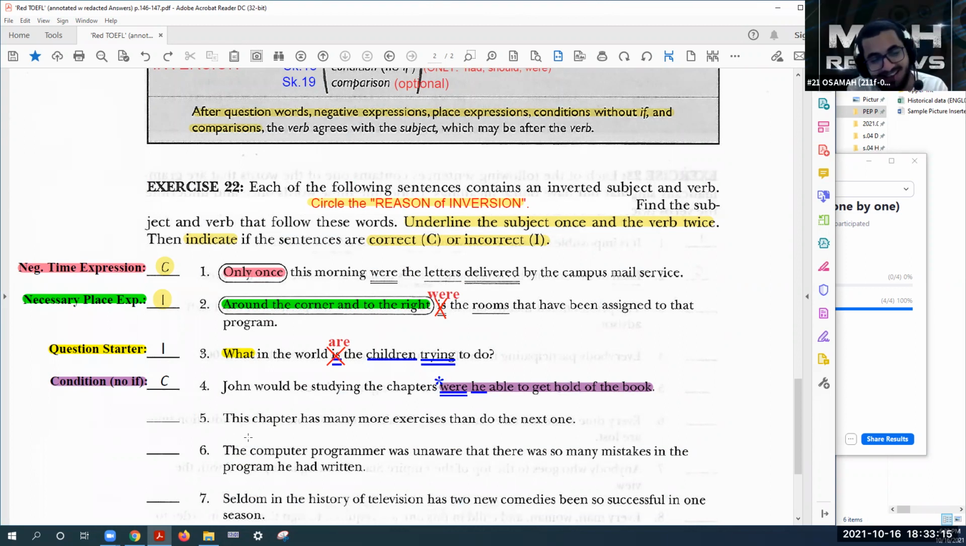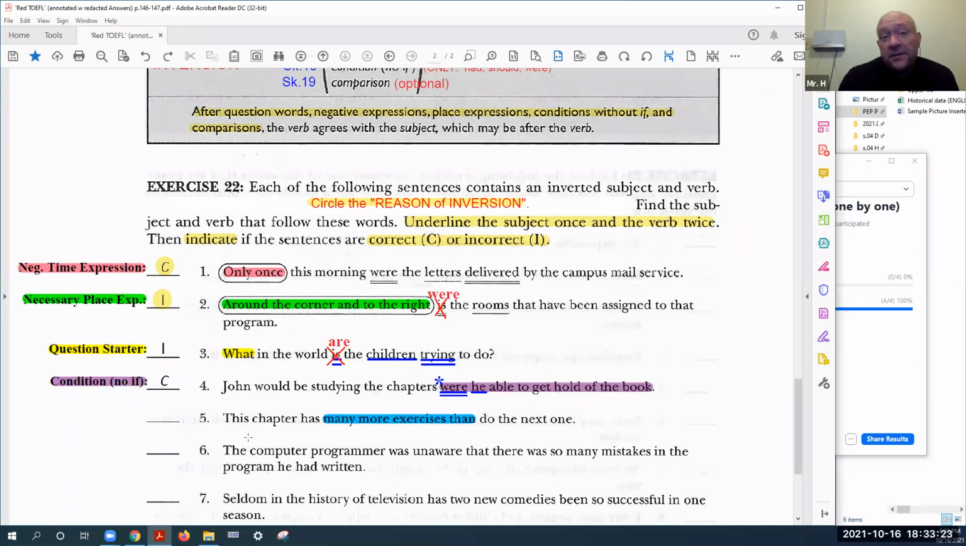Comparison. Give me the comparison. Many more exercises than. Bingo. Good. Then after the comparison, the problem is with the second verb. Where is the auxiliary? Must be does. Okay, so the verb, then do. Yes. How about the second subject?